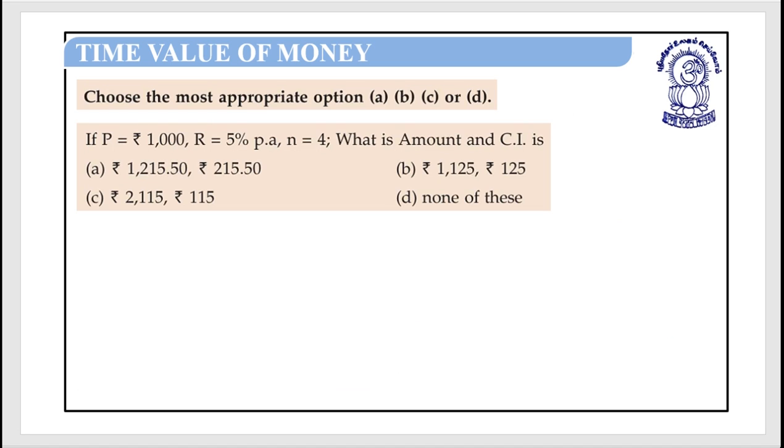Now, choose the most appropriate option A, B, C or D. Now, solve: if P is equal to rupees 1000, R is equal to 5% per annum and N is equal to 4, what is the amount and CI, compound interest? Now, tell me, which formula we have to use? Think.